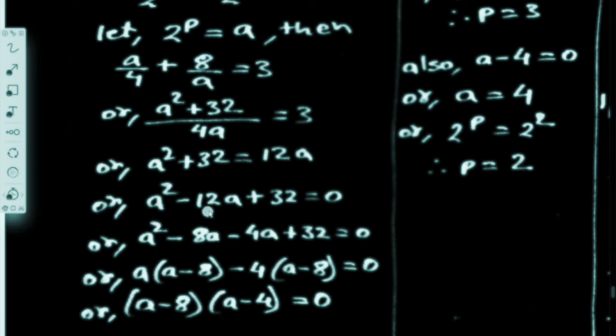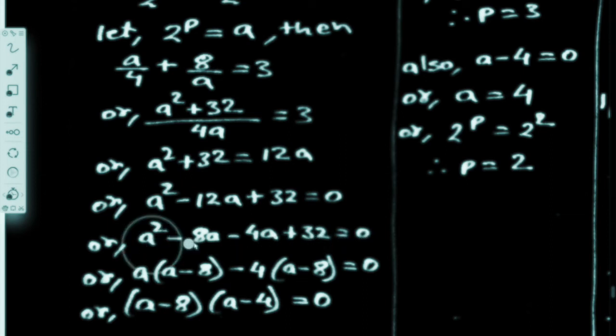Or a squared minus 12a, because this side has been changed, so the sign should also be changed. So a squared minus 12a plus 32 equals 0. Or a squared minus 8a minus 4a plus 32 equals 0. Here 12a should be broken into two parts so that our factorization will be easy. To make factorization easy, this 12a should be broken into two parts and the expression made into four parts. So a squared minus 8a minus 4a plus 32 equals 0.